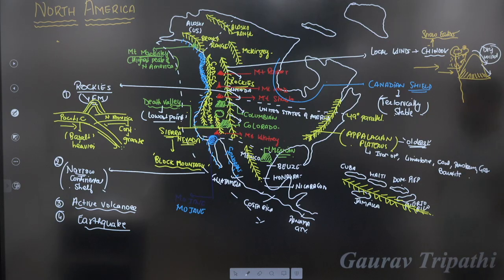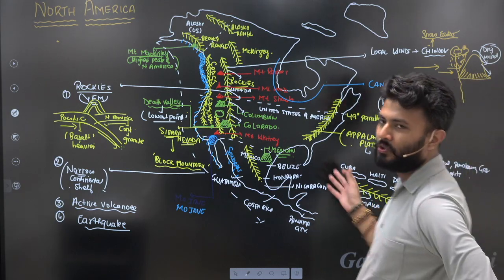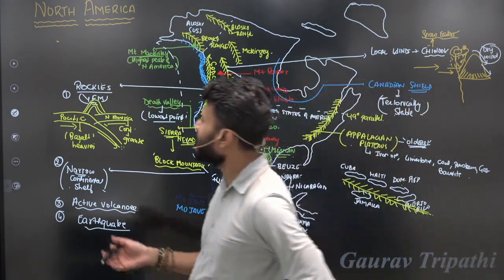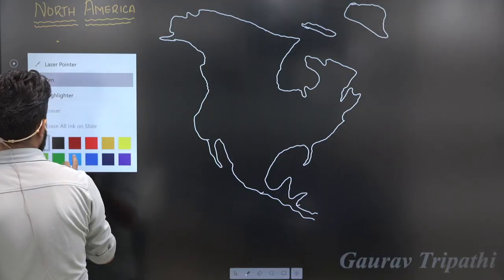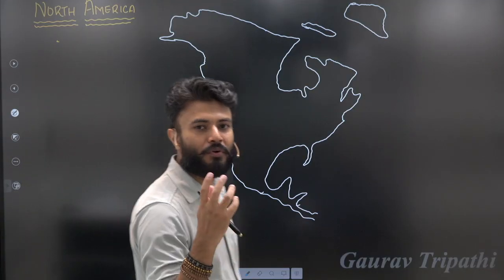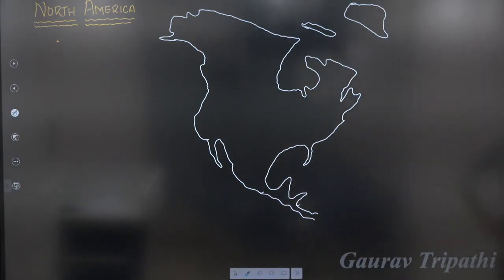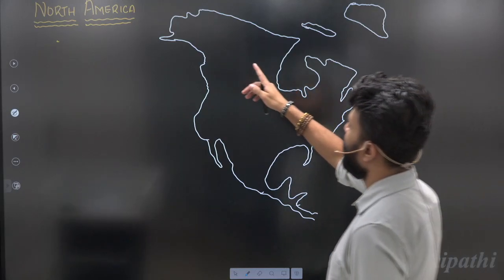Now, when we talk about physical features, obviously not only the land portion, that is mountains and peaks, are important, equally important are the water bodies. So now we will see the important water bodies which are present in and outside North America. Again, we will start from the northern portion. In the northern portion we see here, we have the Bering Sea.